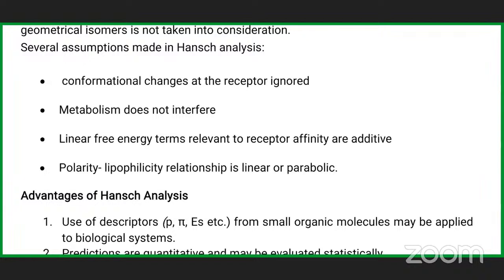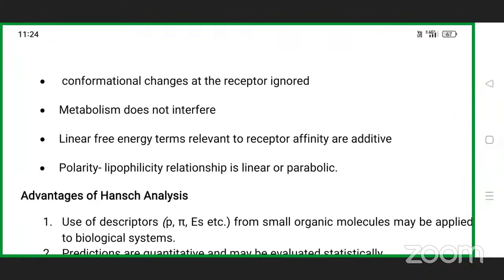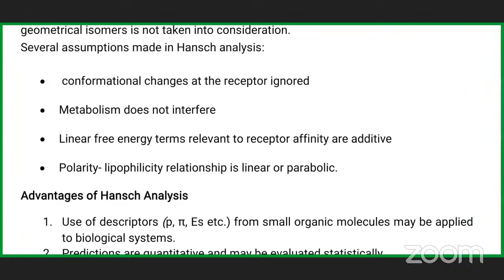And is the polarity and lipophilicity relationship linear or parabolic? Generally, the question asks which relation holds between polarity and lipophilicity. In general, when the polarity increases, the lipophilicity decreases, right? So it is inversely proportional.